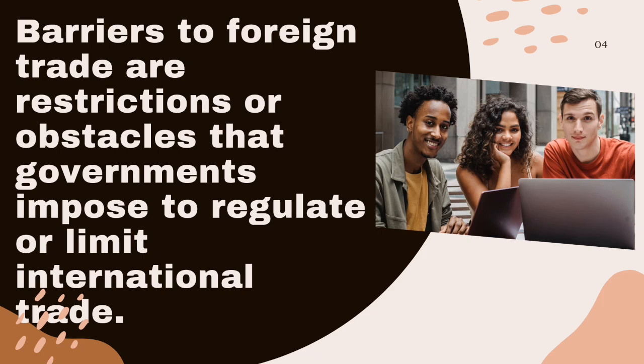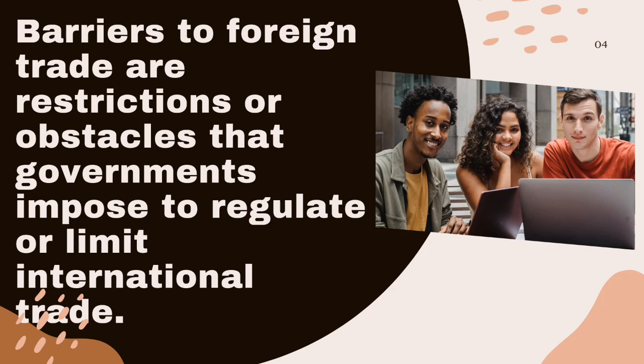Proceeding, we're going to be starting with barriers to foreign trade. Now, what are the barriers to foreign trade? Let's start with the meaning. Barriers to foreign trade are restrictions or obstacles that governments impose to regulate or limit international trade.